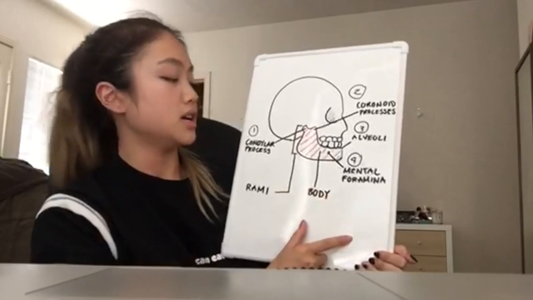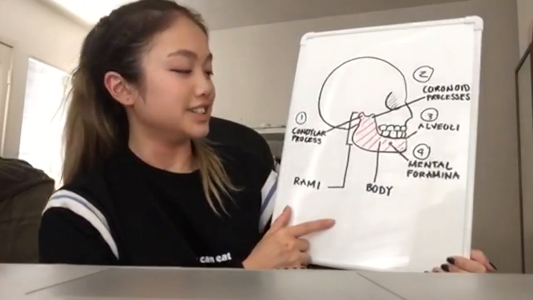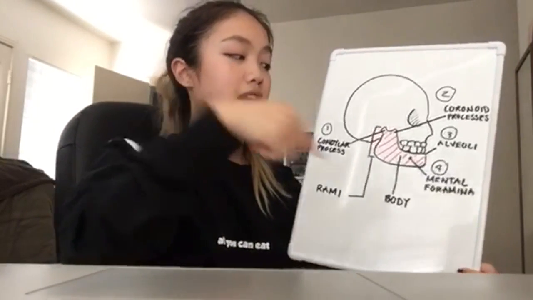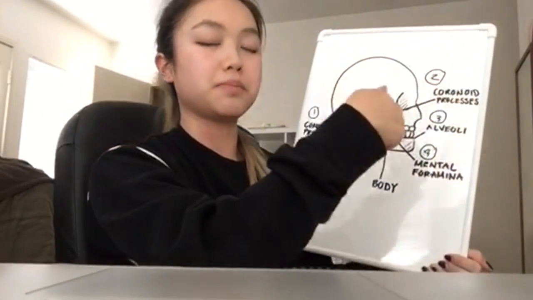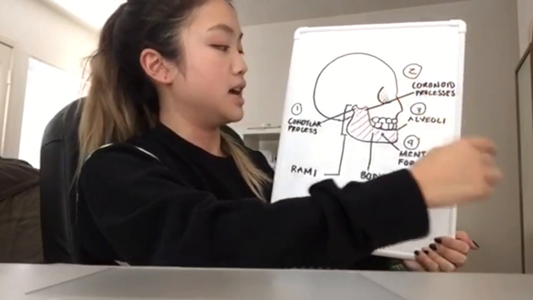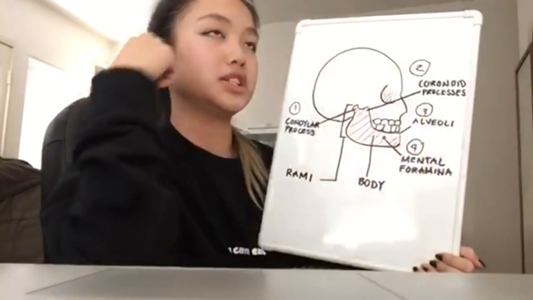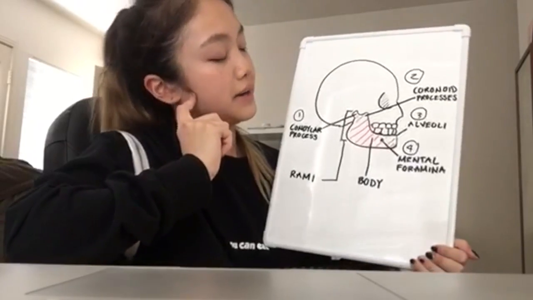known as the body. So at the rami portion, we've got the condylar process, which is this rounded process that's attached to the temple of the skull, and that basically makes up the TMJ. And anterior to that, we've got the coronoid process, which is this triangular process here.